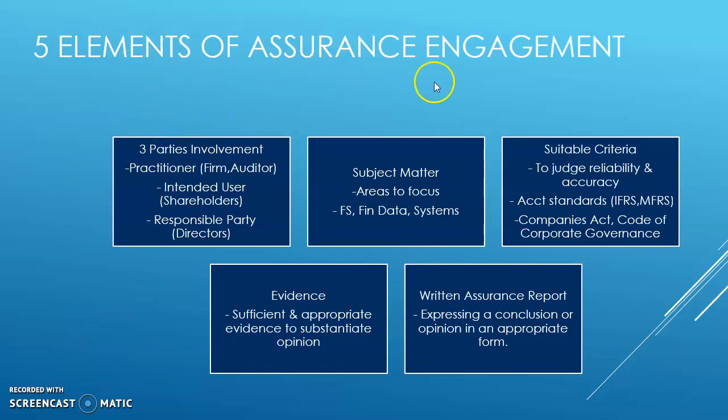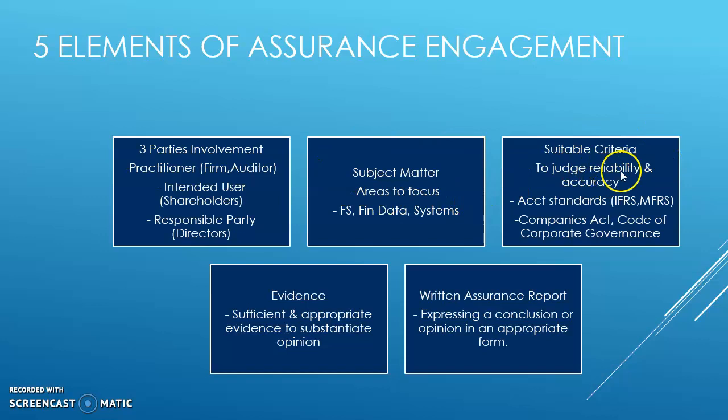There are 5 elements of assurance engagement. The first one is three parties involvement, which involves the practitioner, for example the firm or the auditor, the intended users who are going to use the report, basically the shareholders, and also the responsible party, which is the director. The second element is the subject matter, which is the area you have to focus on. Usually we focus on the financial statements, the financial data, and also the system or software used in order to prepare the report.